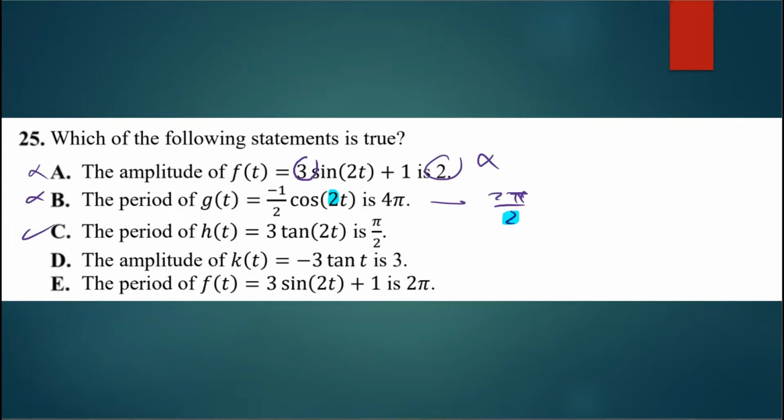The amplitude of tan, no amplitude for tan. The period for this is again the same answer again. It should be 2 pi over 2. Okay, 2 pi over 2, not 2 pi. So C is the only correct answer. I go with C.